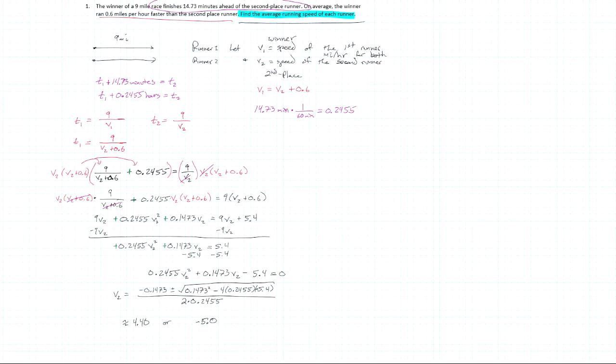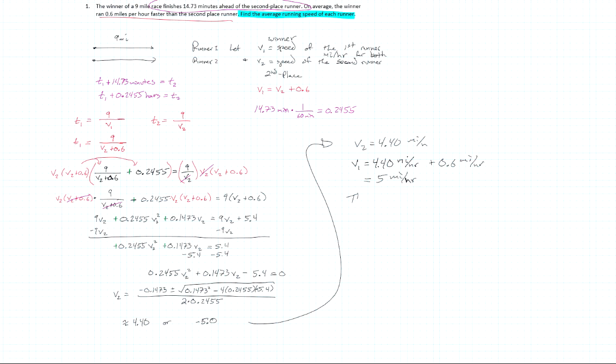Let's go back to the original question. Find the average running speed of both runners. So we can take then this and say that V2 is equal to 4.40, and that's in miles per hour. And then let me just rewrite V2 real quick. V2 equals 4.40 miles per hour, and then the speed of the winner is that plus 0.6 miles per hour. So that's going to be 5 miles per hour.